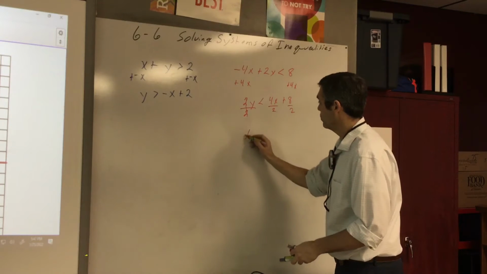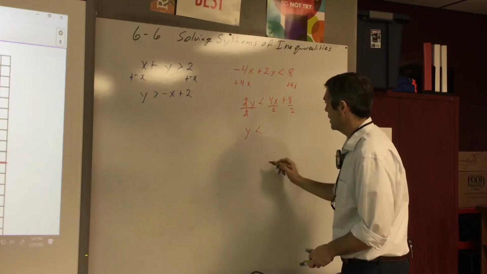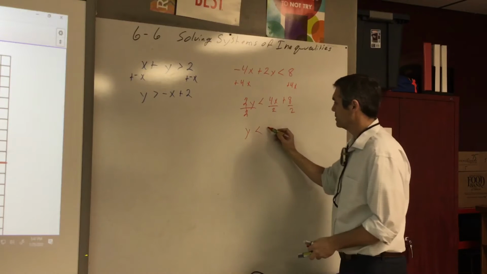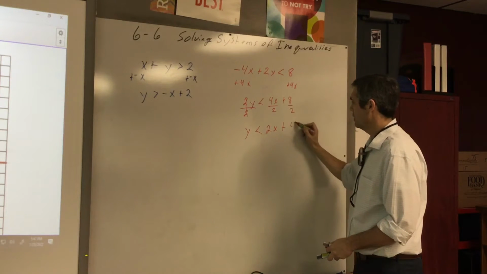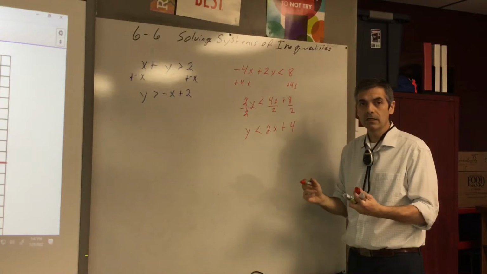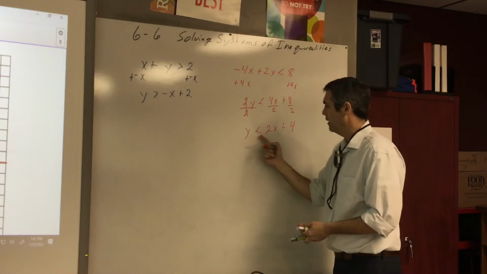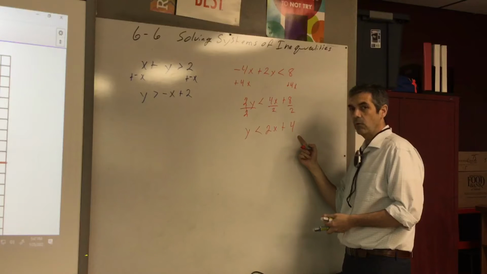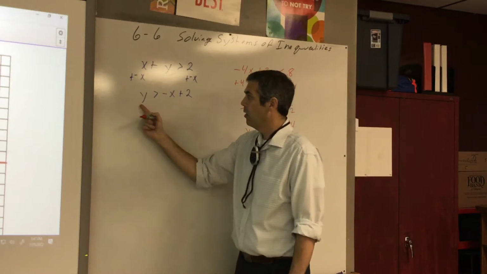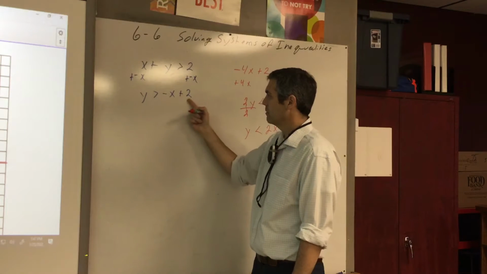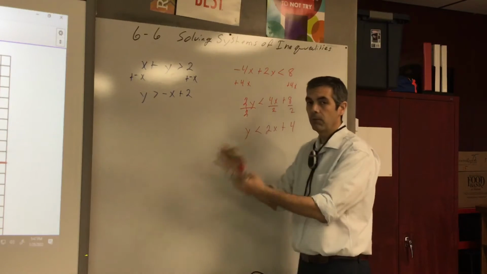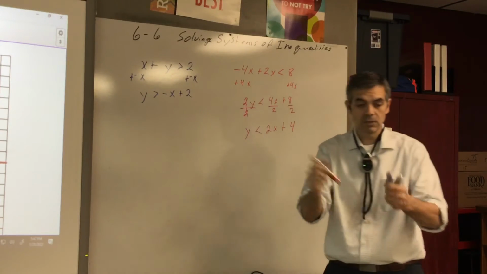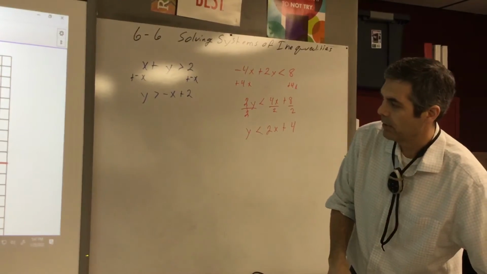So we end up with y is less than, well, 4 divided by 2 gets me 2x, plus 8 divided by 2 gets me 4. So here are my inequalities: y is less than 2x plus 4, and y is greater than negative x plus 2. We're going to take these and place them on a graph. That's the first thing we're going to do.